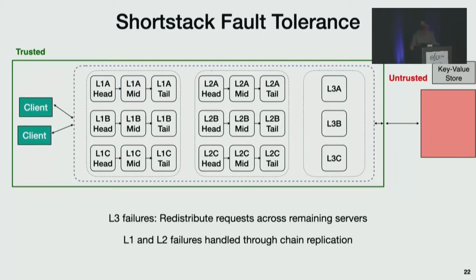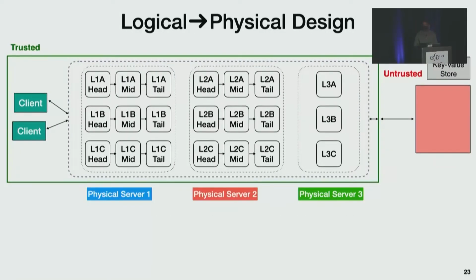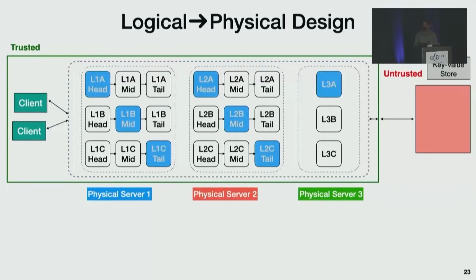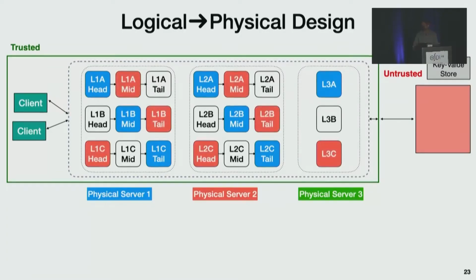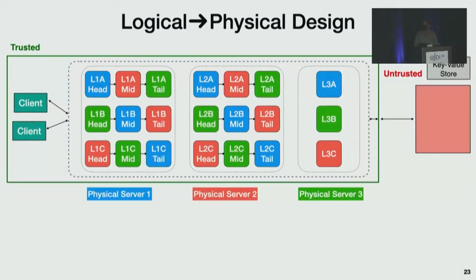Now, this might leave you with an impression that SHORTSTACK needs so many proxy servers. However, that is not the case. For our example, we only need 3 physical servers. So the first physical server packs these logical components as shown on the screen. The second physical server packs the following components, and the remaining components are packed onto the third physical server.